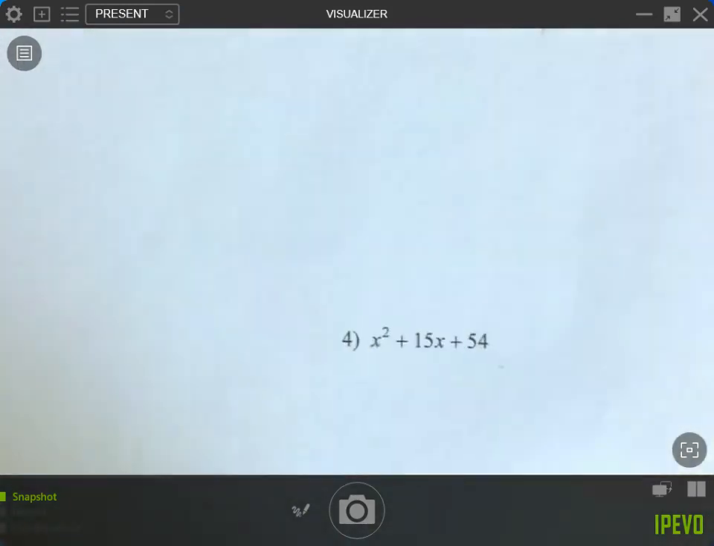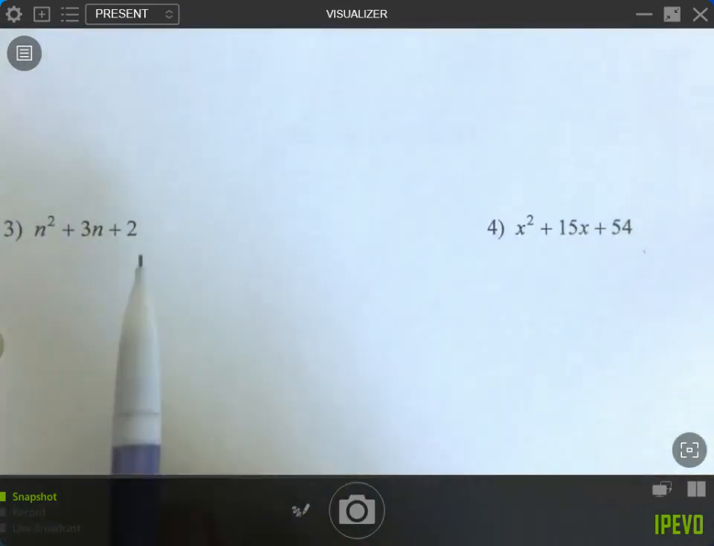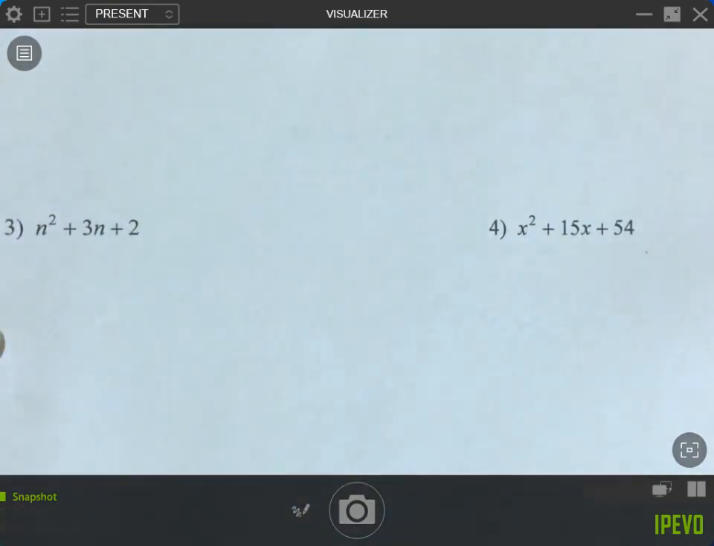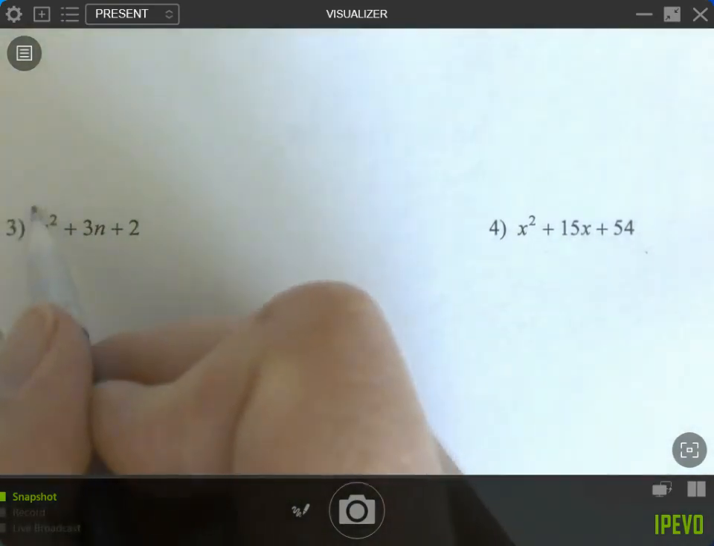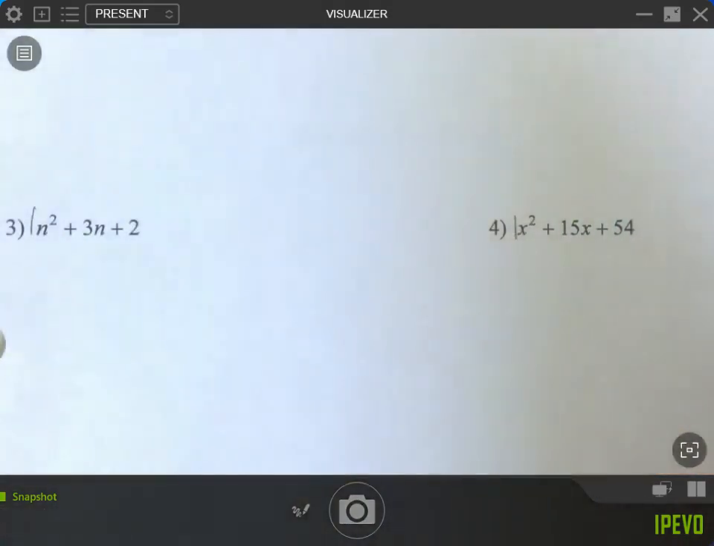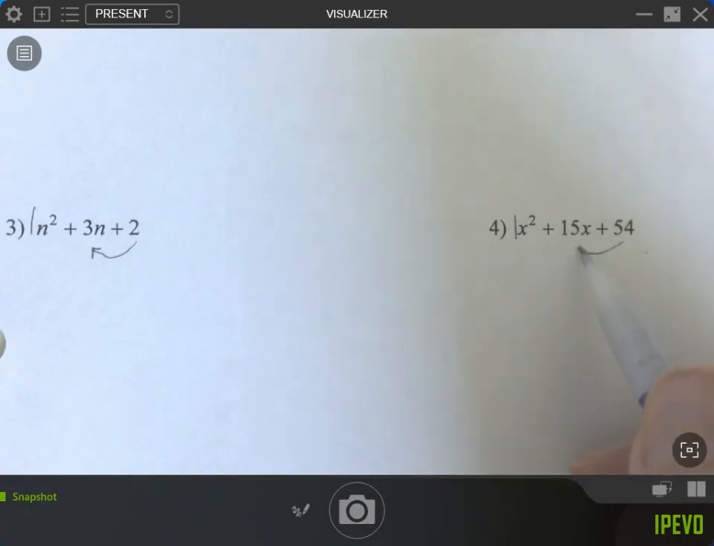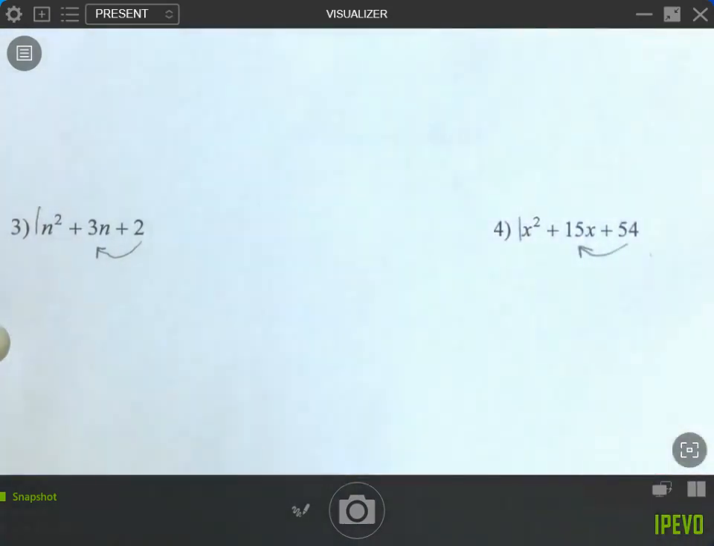All right, now, if you look at numbers 3 and number 4, there's 3 terms here. Is there a GCF on either of these? No. No GCF. And because the A value is 1, the factors of 2 will add up to 3. The factors of 54 will add up to 15. All right. I'm going to move on because I want to do a couple of the harder ones with you.